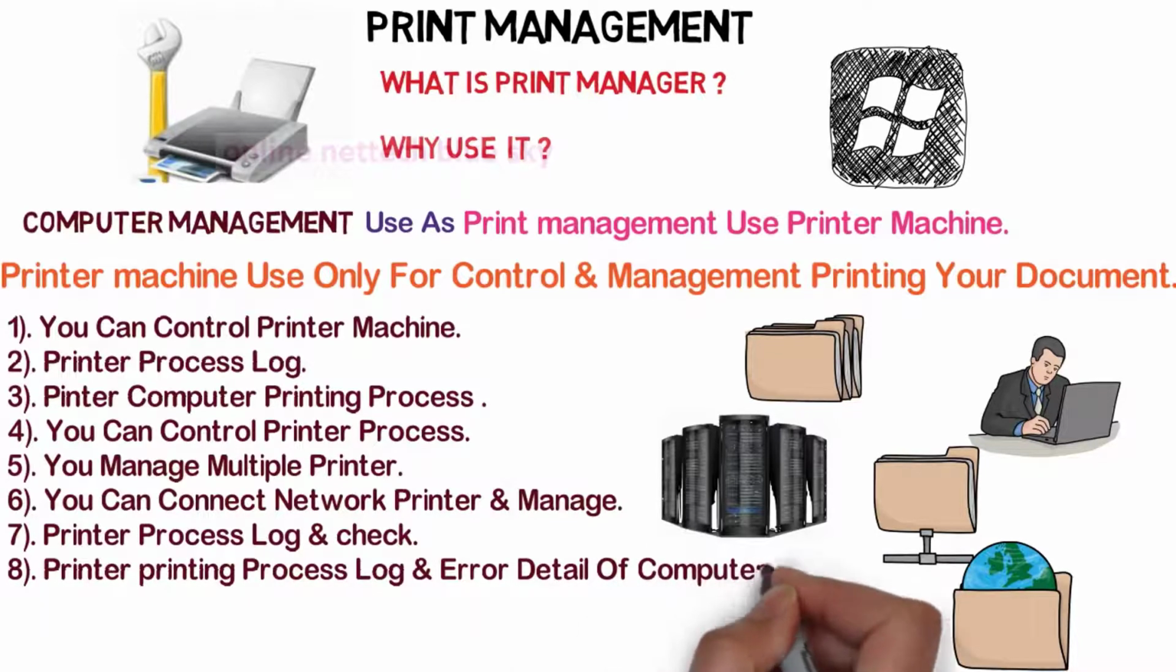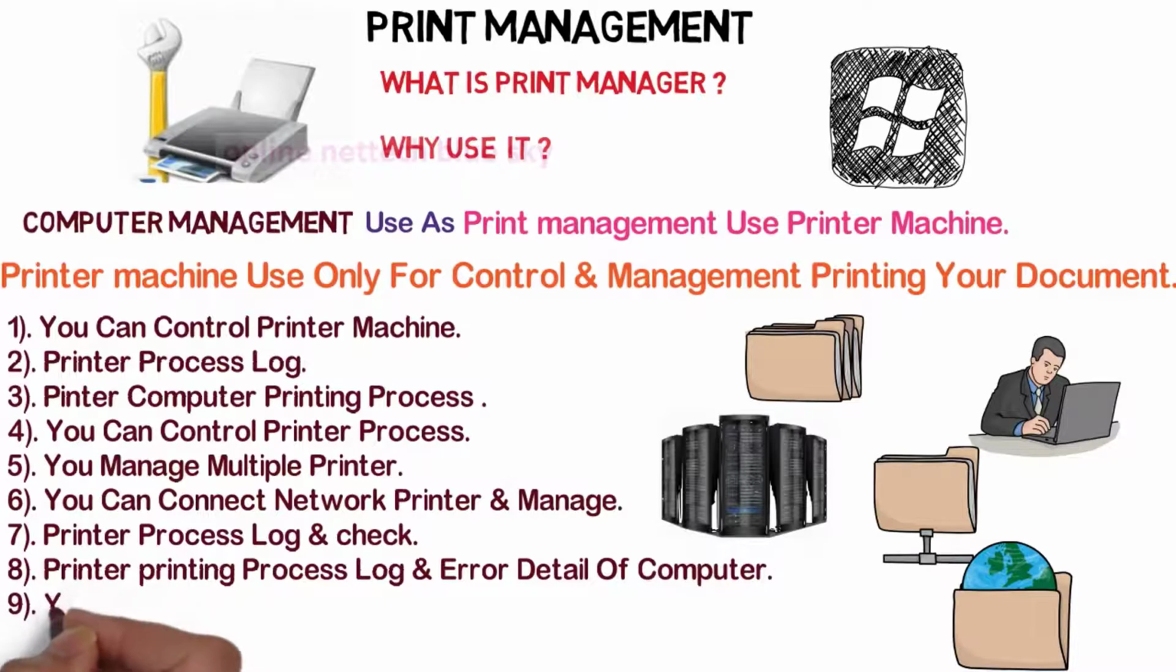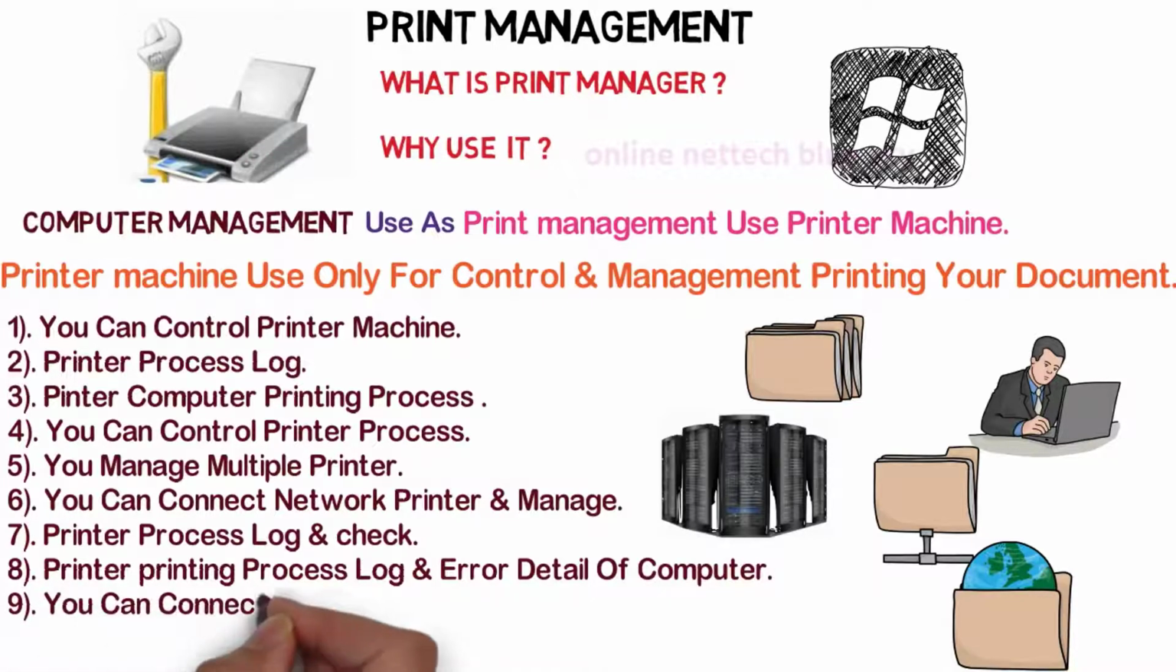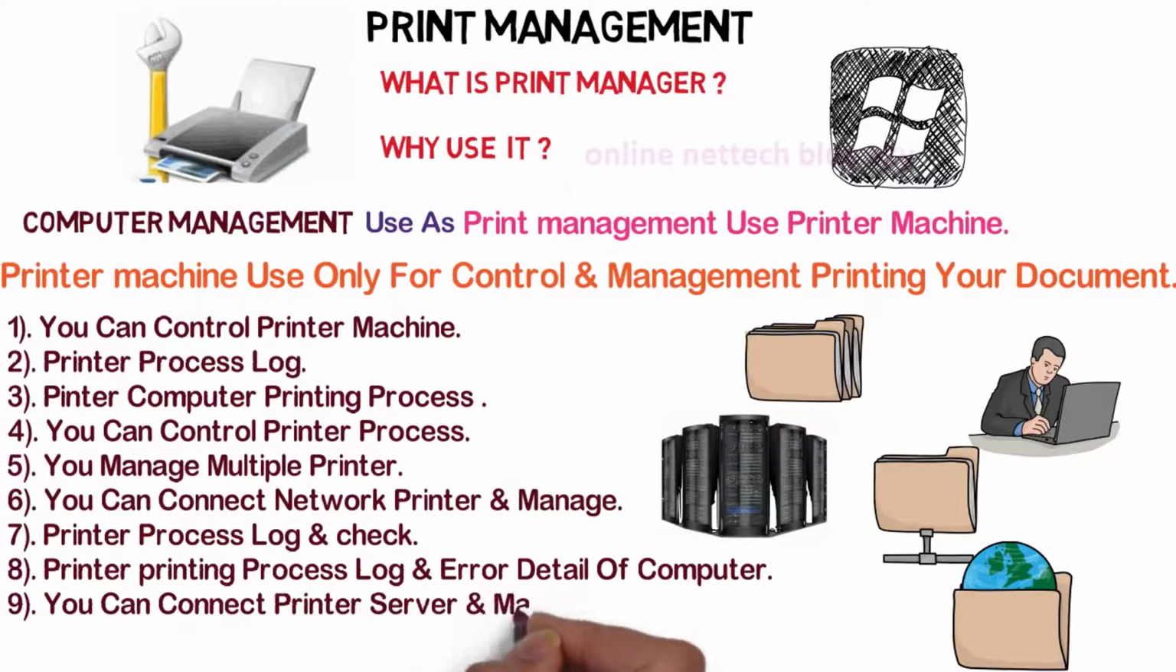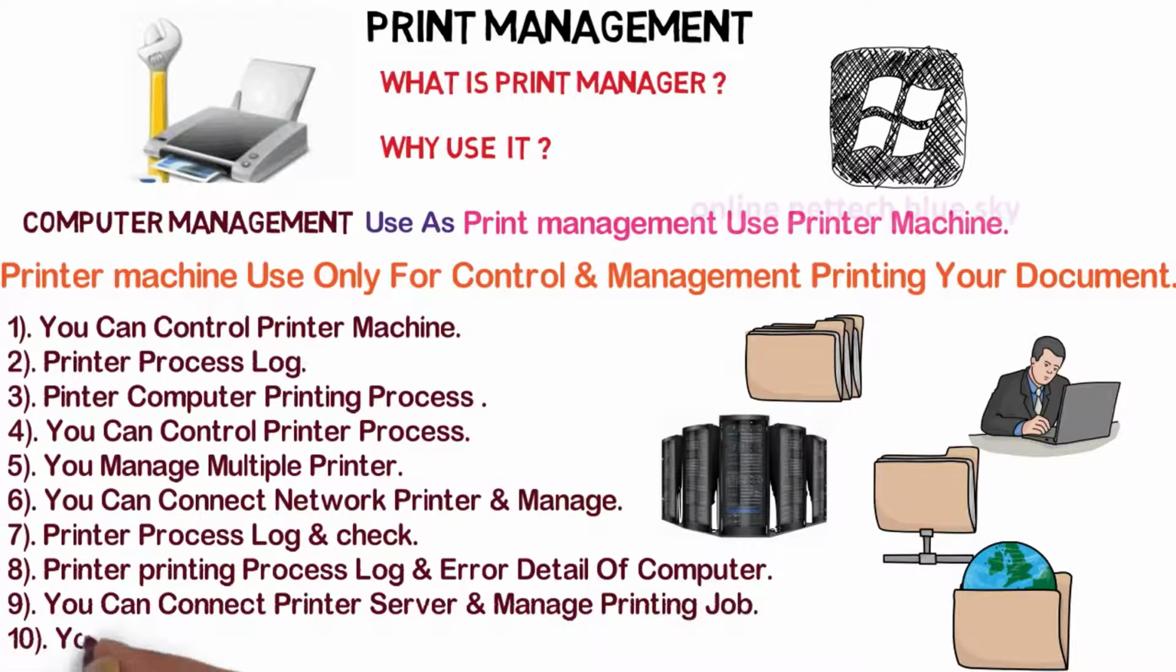Eighth, the printer printing process log and error details of the computer show when your computer is not connected to your printer or is disconnected from your printer. Sometimes the computer and printer do not work perfectly together, and there are some error details from your computer. So this checking is very important for print management tools. And ninth, you can connect your printer server and manage printing jobs. A printing job means you give a command to your printer to print this document. That is a printing job here.